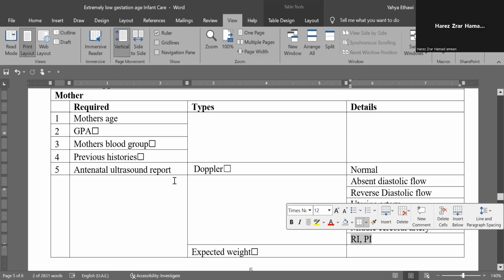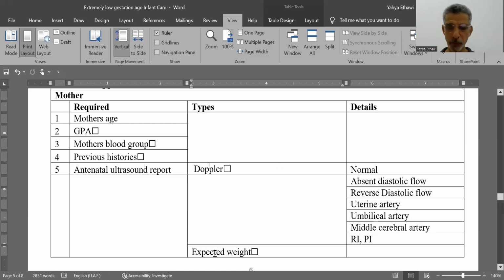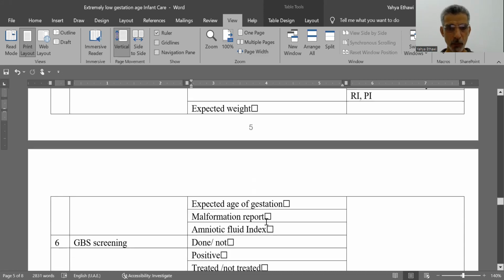Okay? Also, from the ultrasound, we need the Doppler and the details of the Doppler. We need the expected weight. What is the expected weight by the ultrasound? We also need the ultrasound to tell us the expected gestation, any malformation, and the amount of the fluid around the baby. Okay?